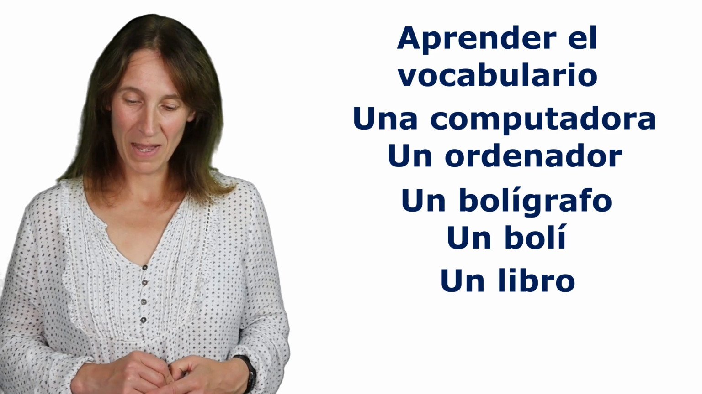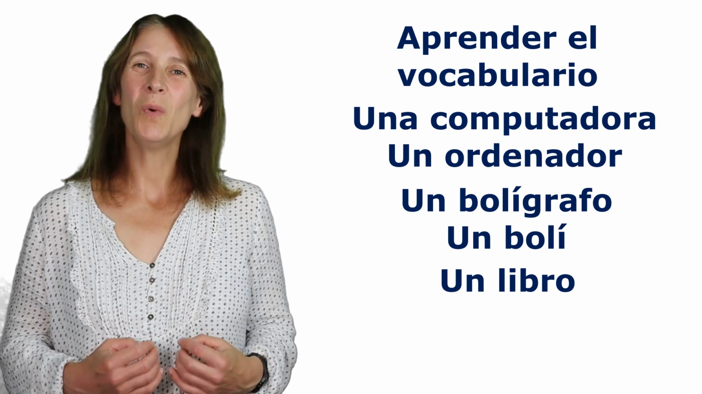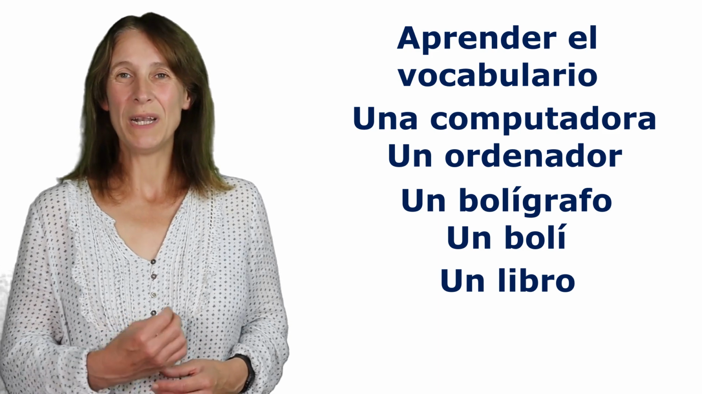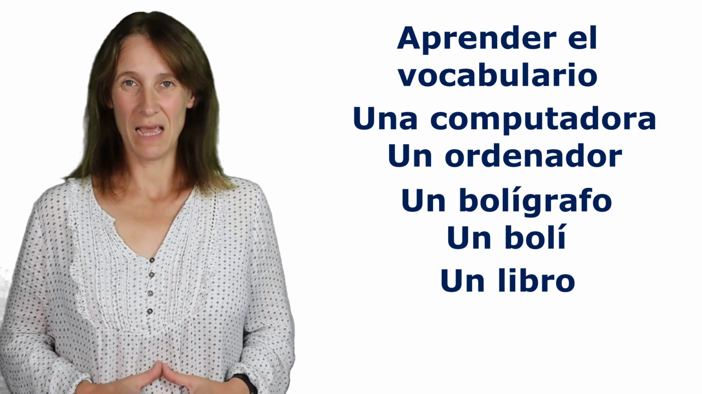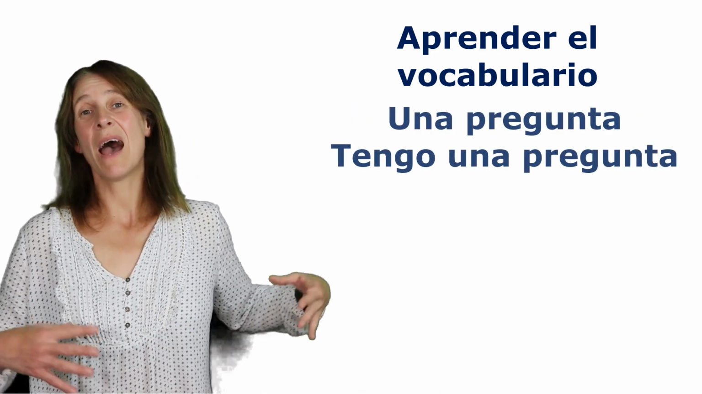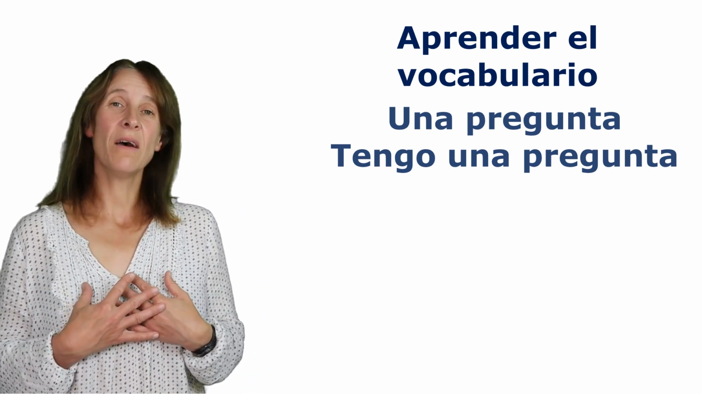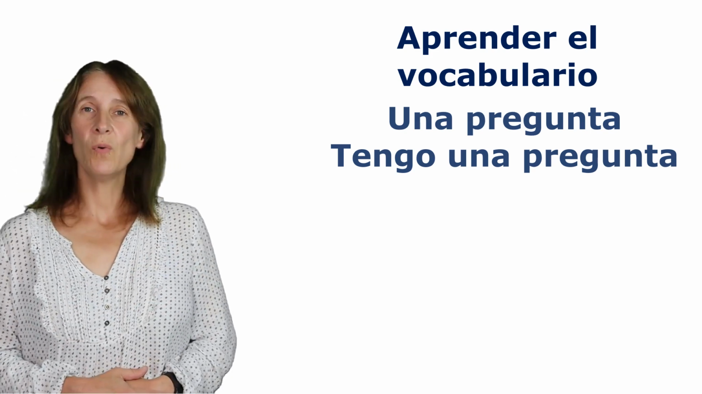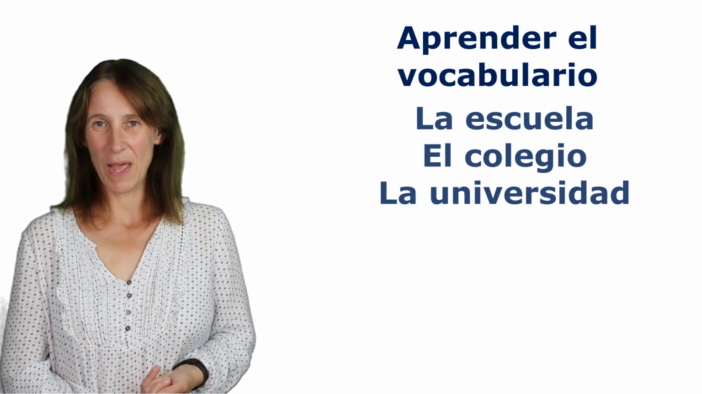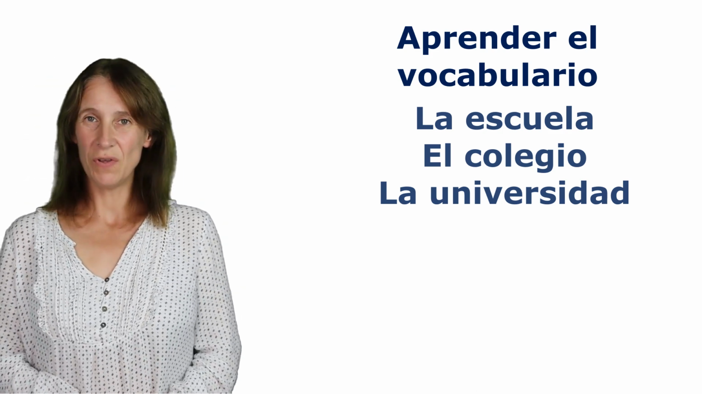The next thing we might have, muy importante, en mi opinión, un libro. I like books. El libro, un libro, so we know it's a masculine noun. These are all things that we can touch. But we also have abstract nouns like una pregunta. So I have a question is tengo una pregunta. We also have places, so we have la escuela, el colegio, and we have la universidad, university.